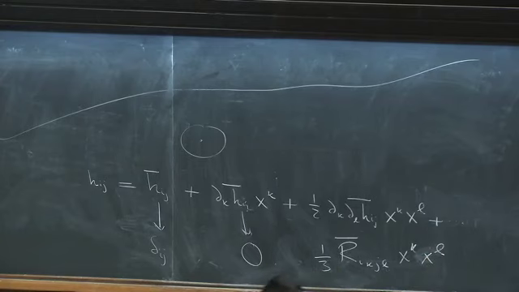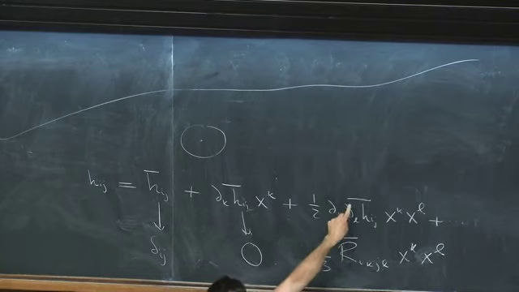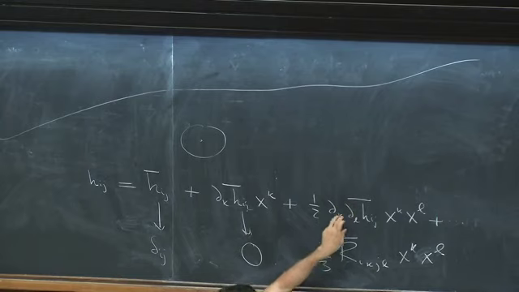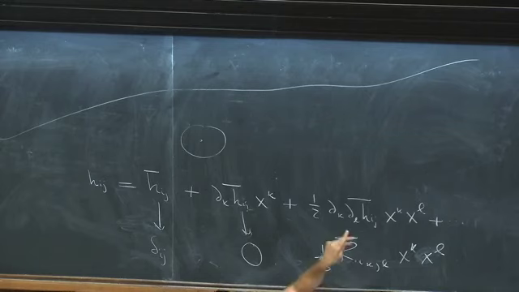But if you count how many components the Riemann tensor in 3 dimensions has, it's 6. And if you compare that to the number of components at quadratic order, there are more components at quadratic order. There are 12 if you do the counting right. And the difference between the number of components, 12 minus 6, is 6.